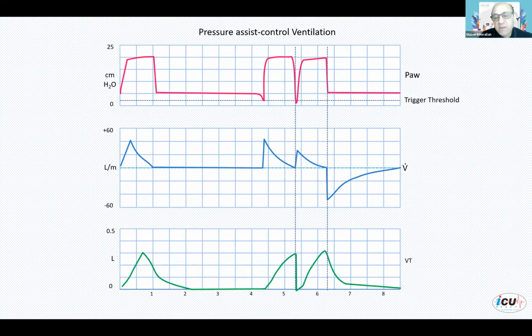So this is the same mode of ventilation. This is pressure control mode of ventilation. This is the first breath that is triggered by the patient, and the machine gave the set pressure. Then expiration started. However, the patient was still taking inspiratory efforts. This resulted in triggering the ventilator again. The ventilator gave the same pressure as the previous one.